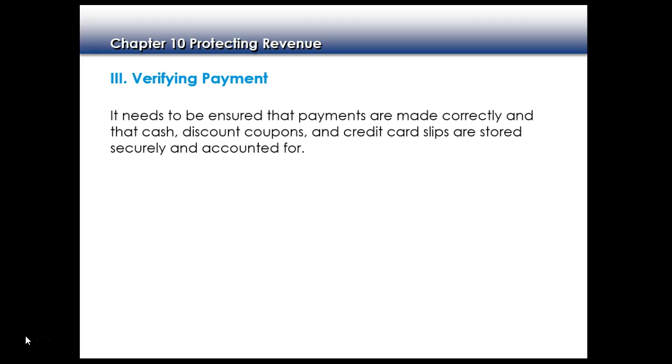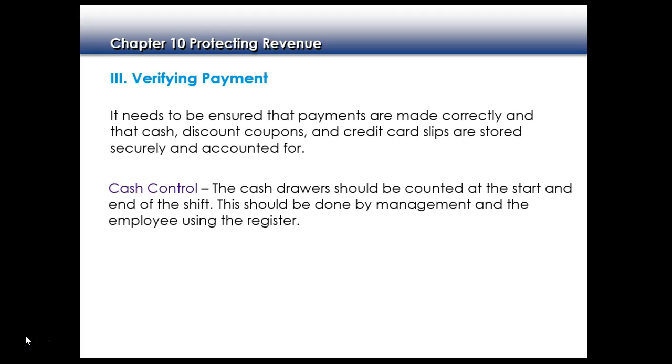Verifying payment. It needs to be ensured that all payments are made correctly and that cash, discount coupons, and credit card slips are stored securely and accounted for. When we talk about cash control, the cash drawer should be accounted at the start and the end of the shift. This should be done by management and also the employee if they're the only one on the register. That way you're able to hold them accountable because they counted the money. They knew it was there.